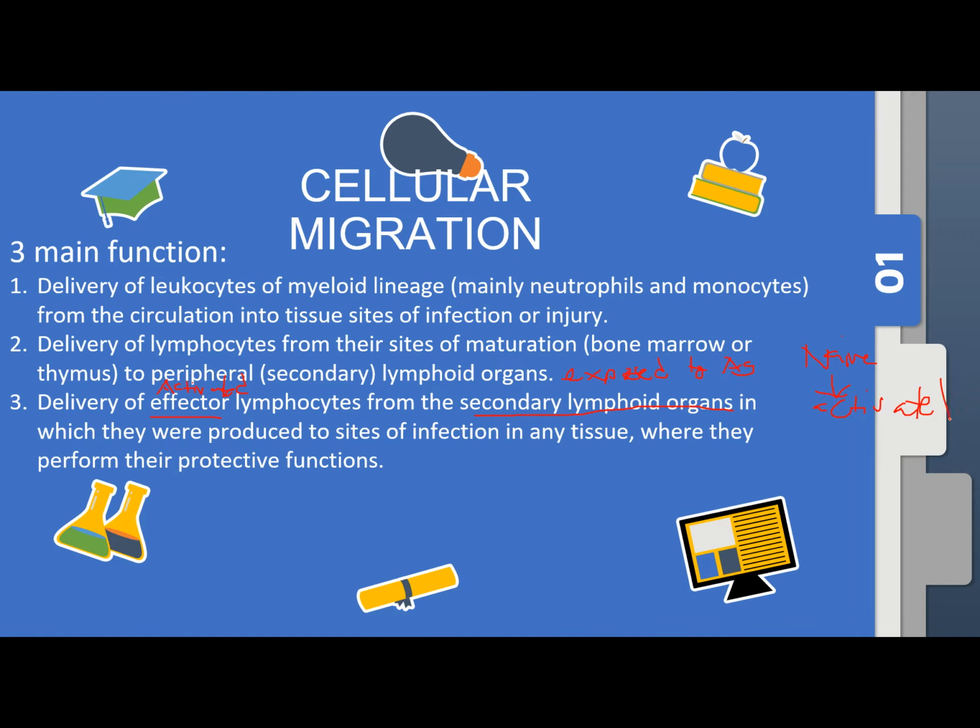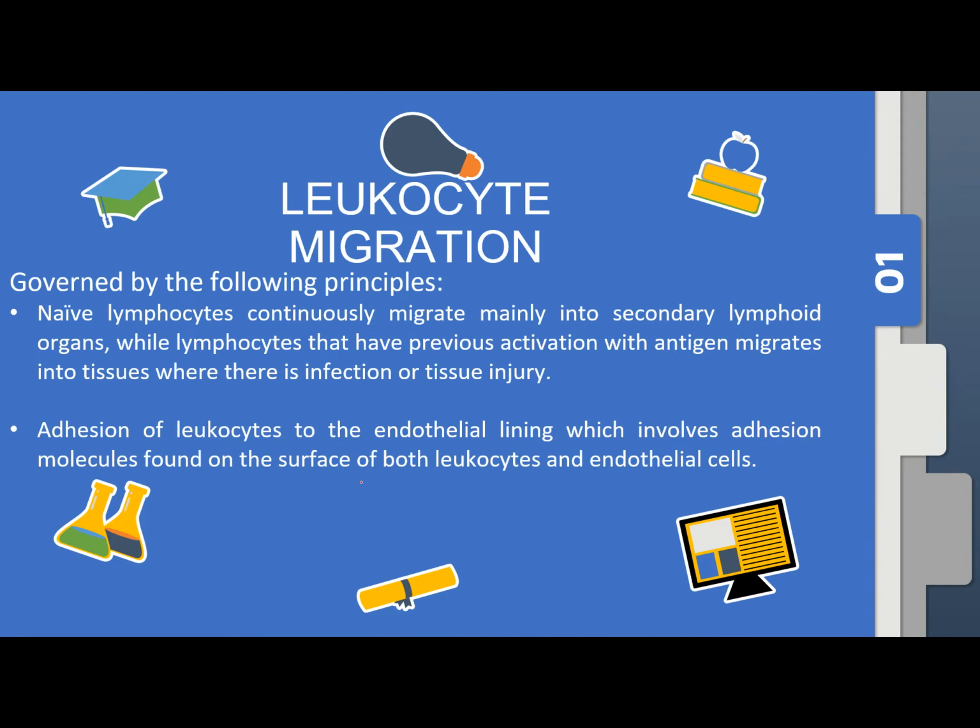And again, if they are exposed to antigen, the naive T cells or B cells would become activated. So from the activated form, once they are activated, class, they would now be required to go to different sites of infection to perform their protective function. So let me repeat, the third main function of cellular migration is the delivery of your activated T cells and B cells from the lymph node and spleen to the site of infection to perform their protective function. So I hope that was clear. If you have questions, type them in the chat box.